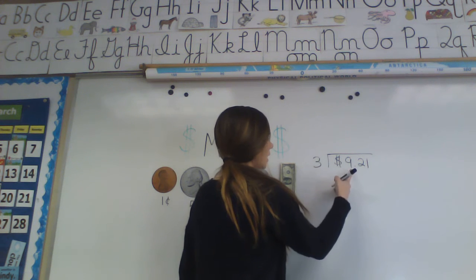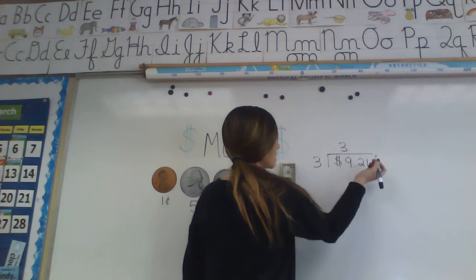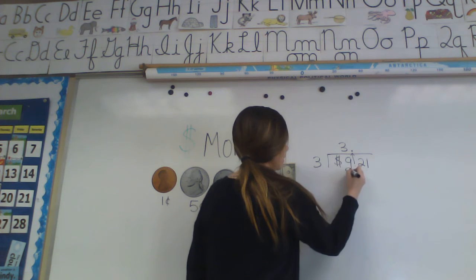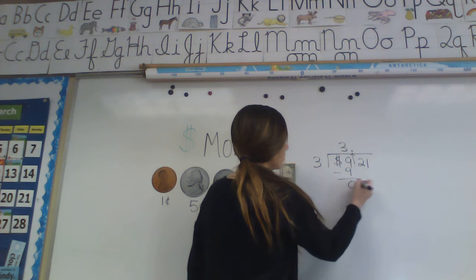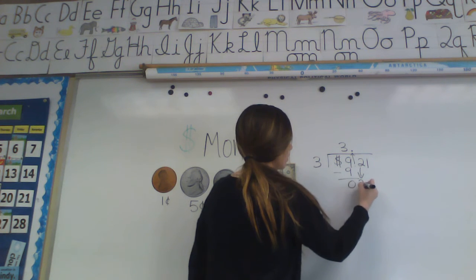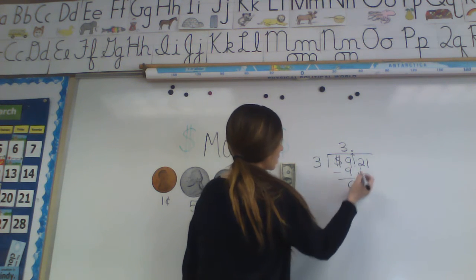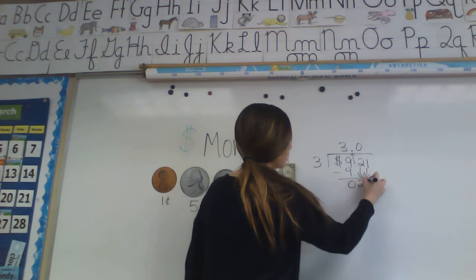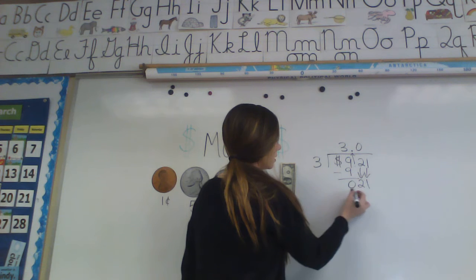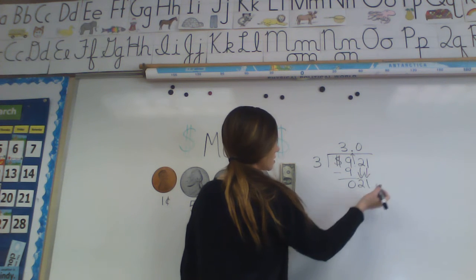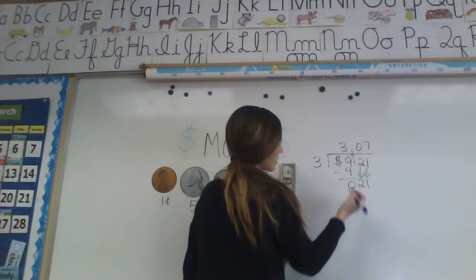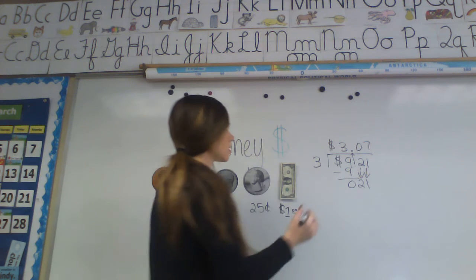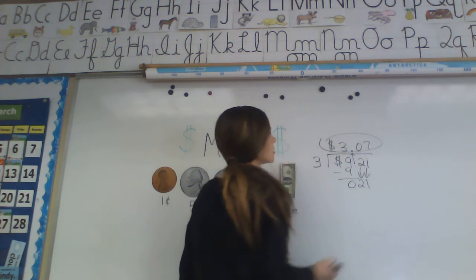3 goes into 9 3 times. 3 times 3 is 9. Carry the decimal point. 9 minus 9 is 0. Carry the 2. 3 goes into 2 0 times. Then we're going to take the 1. Carry the 1. 3 goes into 21 7 times. So each box of breadsticks is going to cost us $3.07.